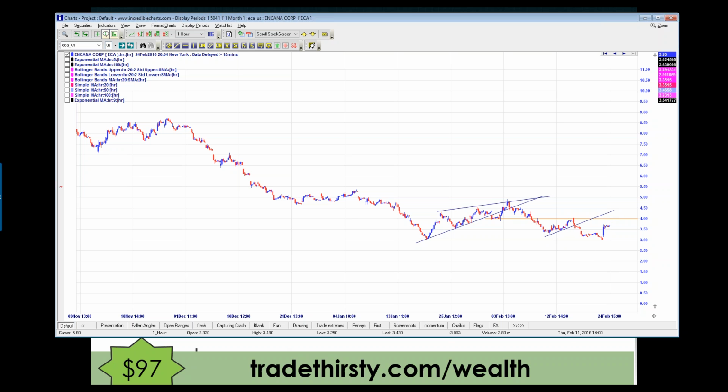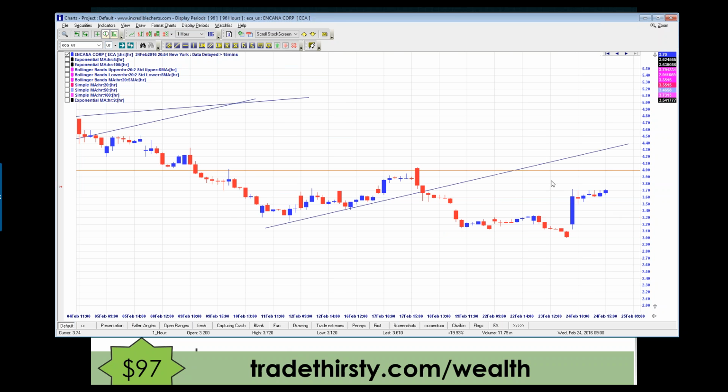I think that there's a potential for a flag formation that may be occurring here on Encana. You can see the way that that's forming up, and you've got equal tops, and you've got rising bottoms, which makes an ascending triangle. If we look at how much volume came in, that confirms the flag. So you've got a breakout from that level there. Yeah, I would probably take a shot at this.